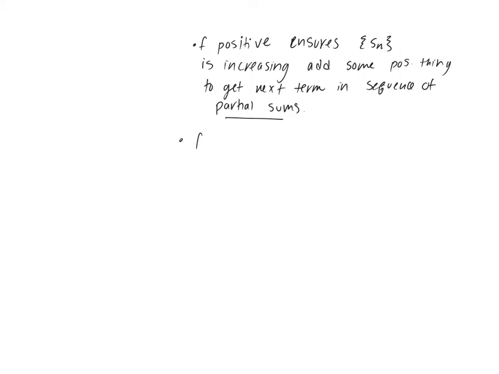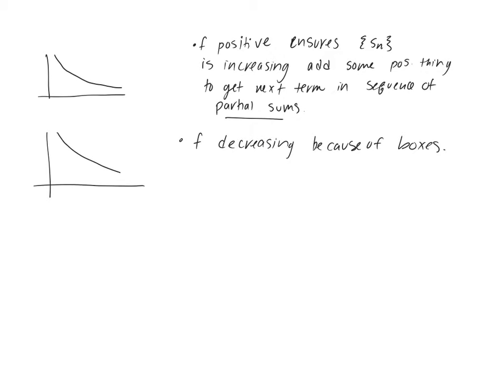Now, the reason that f needs to be decreasing, this is because of our boxes. And what I mean by that is, if you have a decreasing function, what does that ensure about your right sum? So f decreasing means the right-hand sum is an underestimate. It's always less than, right? Less than the integral.